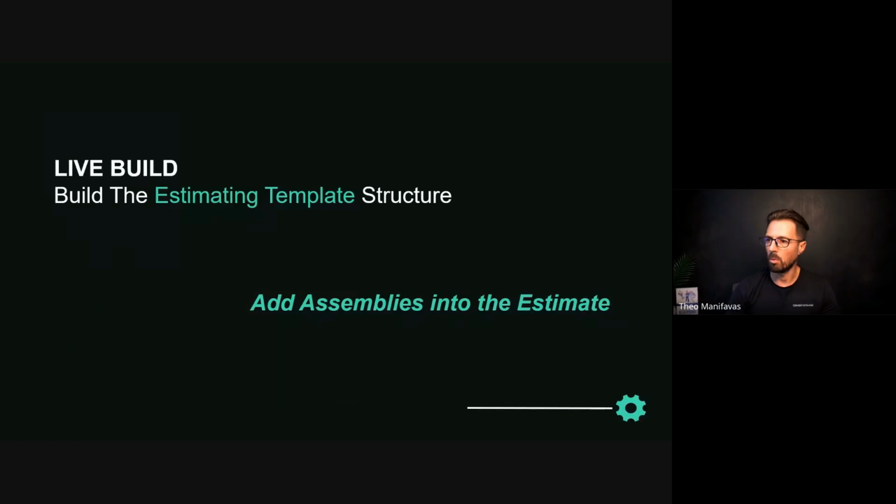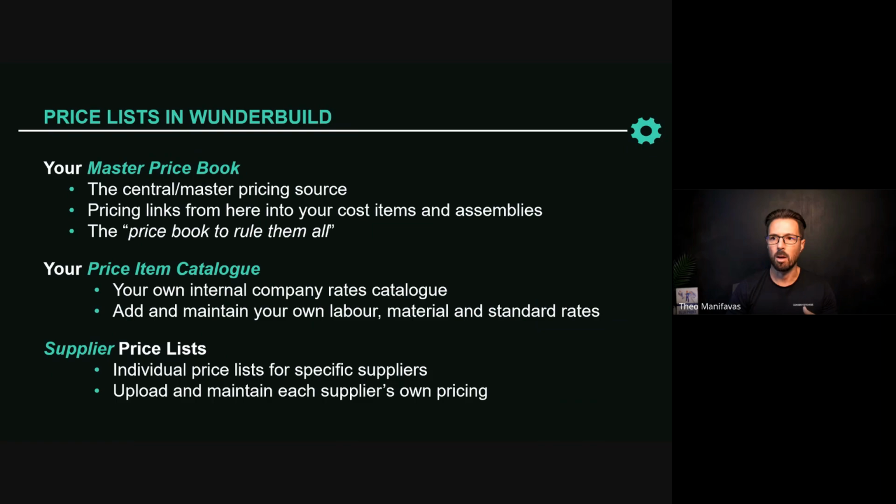All right, so we've added in our assemblies to the estimate, and now let's talk about price lists in Wunderbuild. Obviously the price list module in Wunderbuild is one module, but I see price lists as three different areas. So you've got your master price book. Wunderbuild now gives us the ability to tag a price book as a master, and that becomes a central master pricing source. And what you can do with that master is link all other price items to that master price book template. So we'll have a look at that.